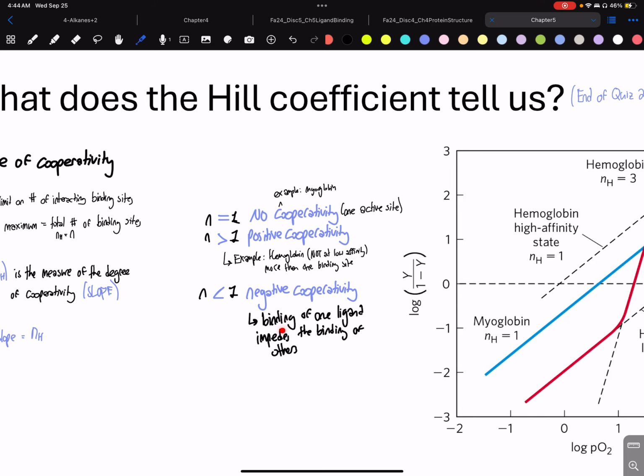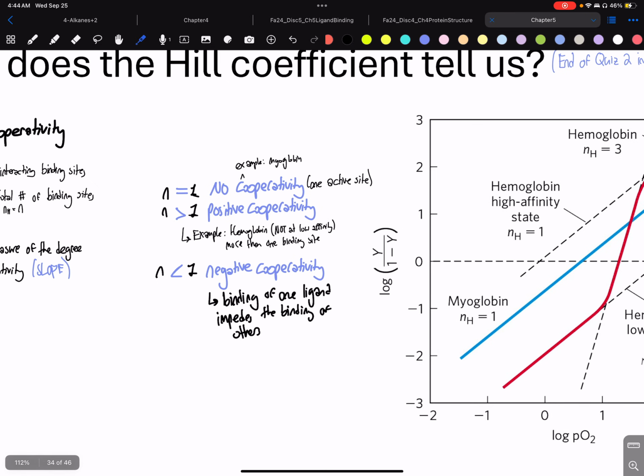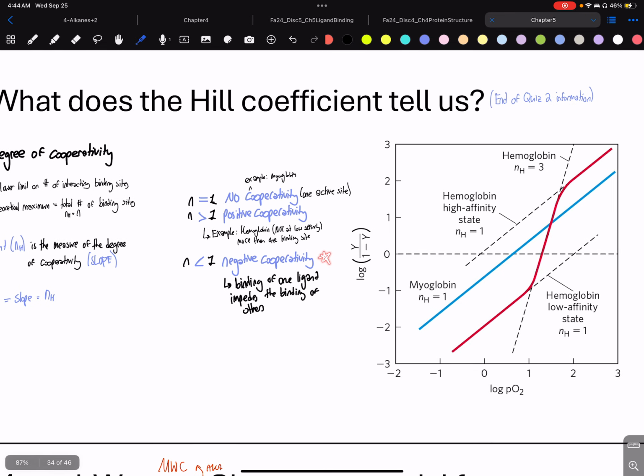And then when n is less than 1, we have negative cooperativity, which is where the binding of one ligand impedes the binding of the other. So this is kind of rare. We won't see this one much, but it's good to know.